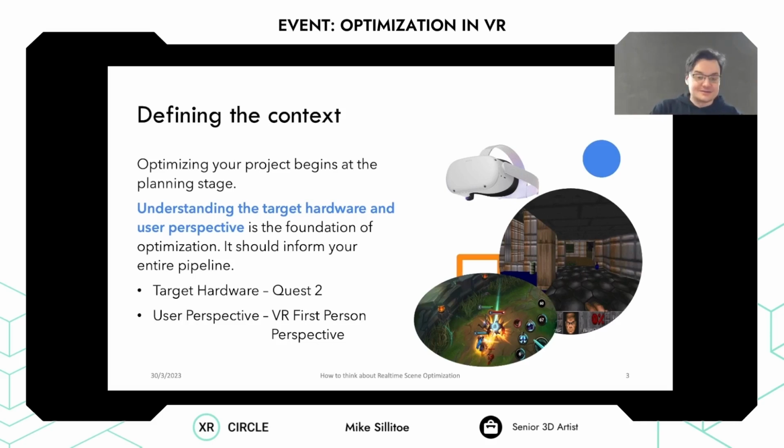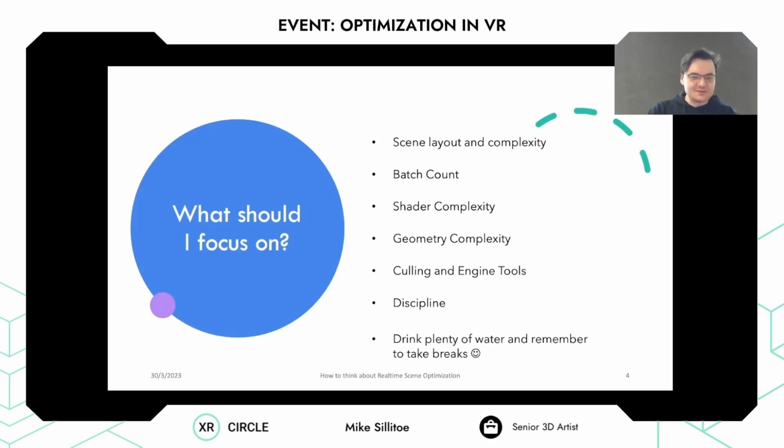Shader complexity and all that kind of stuff, but we will get into that as well, so don't worry about that. So what should I focus on? There's a lot to cover, but I'm going to break it down into these separate things: scene layout and complexity, batch count, shader complexity, geometry complexity, culling and engine tools, discipline and taking care of yourself, basically, because it can get kind of crazy sometimes.